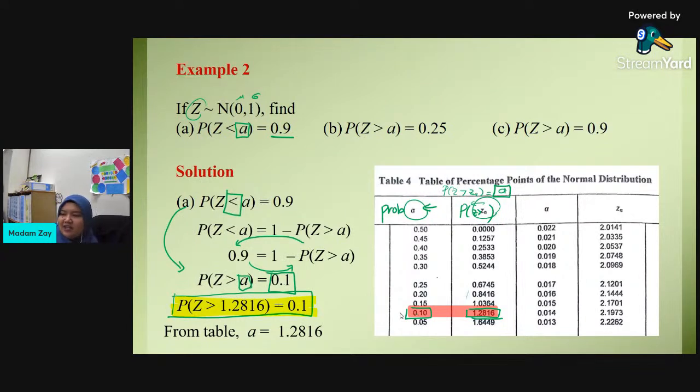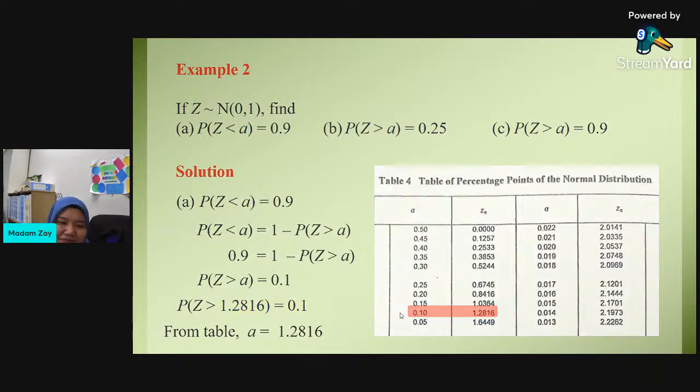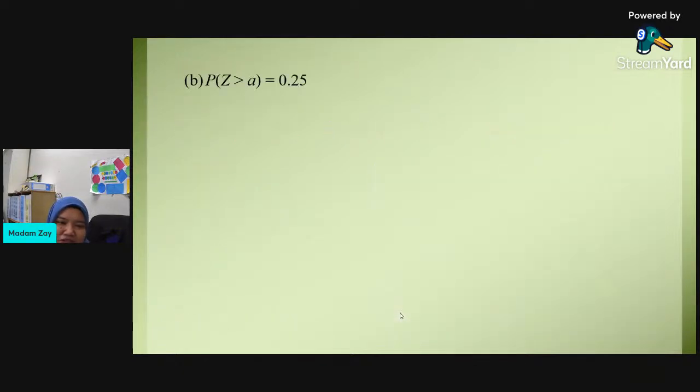Okay, this is only question A. We haven't moved on to question B. Okay, let's try question B. Question B: the probability of Z more than A is equal to 0.25. So, the first thing you need to do is identify first. Is A on the left side of zero or the right side of zero?